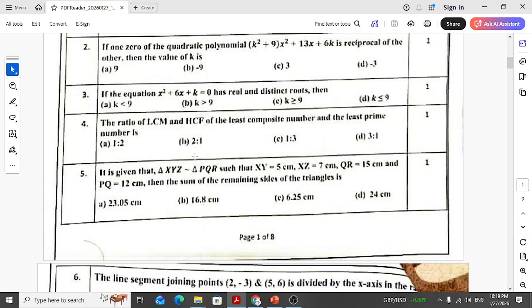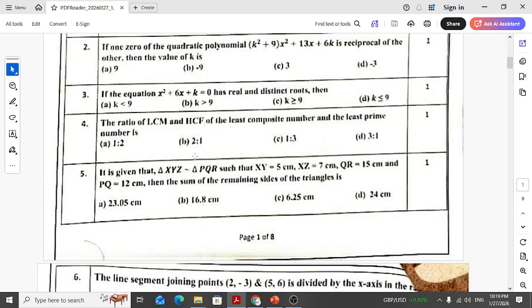The ratio of the LCM and HCF of the least composite number and the least prime number. What is the least composite number? 4. And the least prime number is 2. What is the LCM for both of them? It is 4. And what is the HCF for both of them? It is 2. 4 by 2, or can we say 2 by 1, or 2 is to 1. Option B is the correct answer.